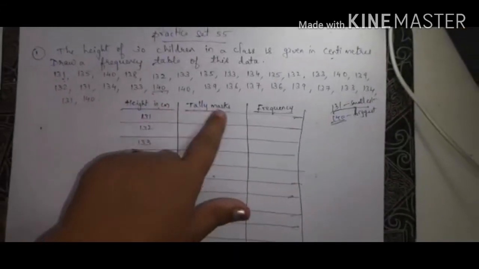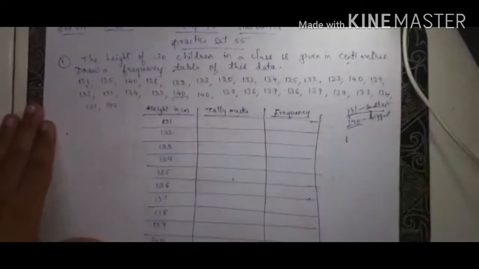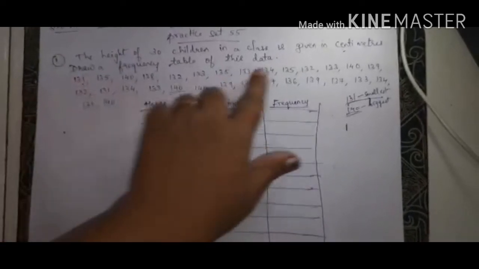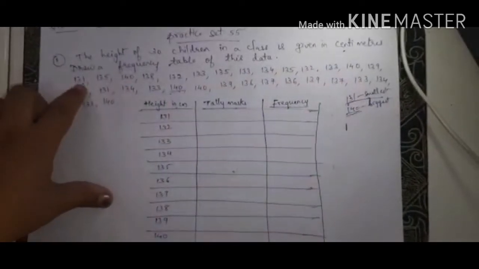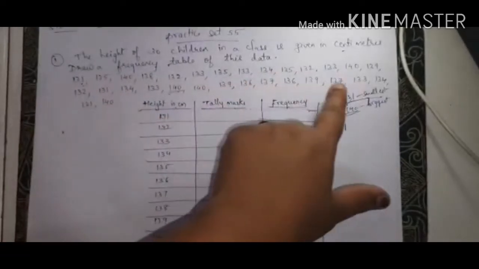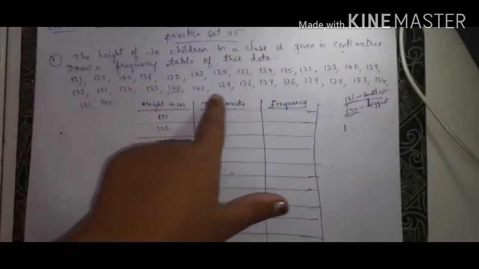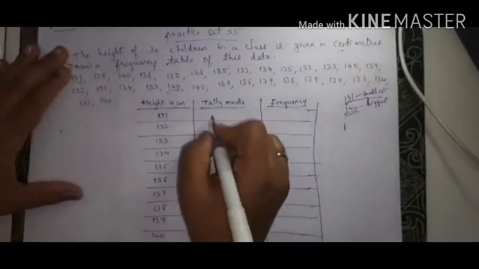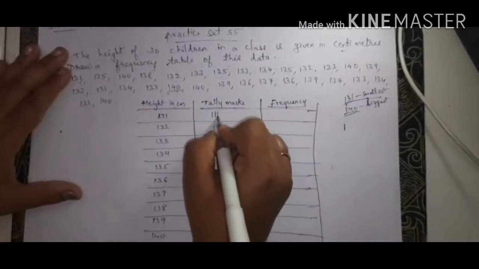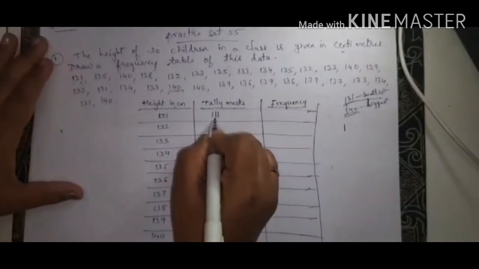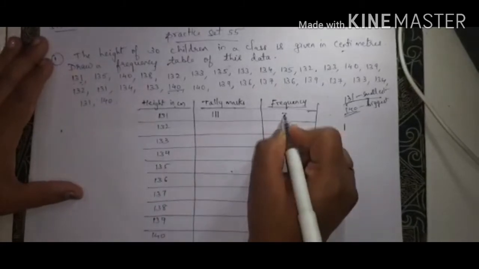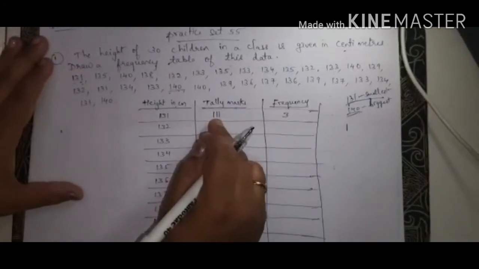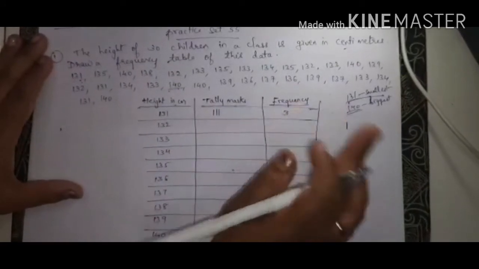Now we have to put the tally marks, meaning we put a vertical line for each time that number repeats. Suppose 131: just calculate how many times it is repeating in this data. 1, 2, 3. So 131 is repeating 3 times, and we put 3 vertical lines. After seeing the vertical lines, we count how many times it is repeating and write that number as the frequency.